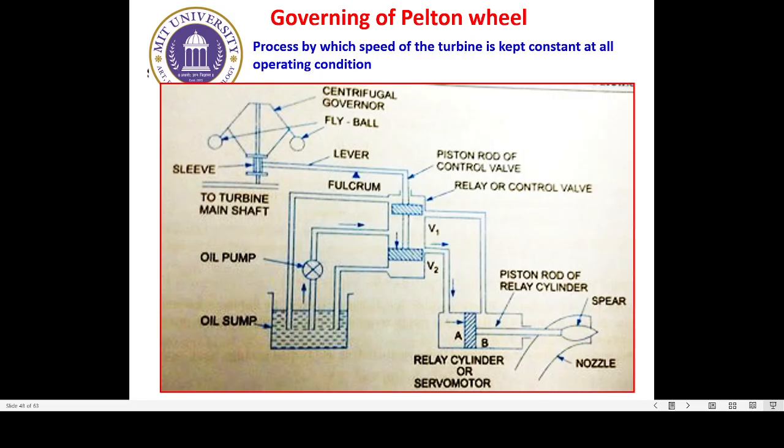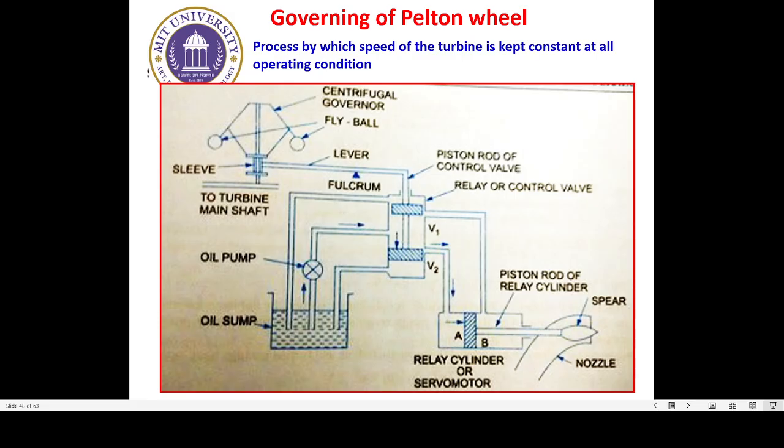As more opening is available, it means more area is available for the flow of the water. Due to this, there will be an increase in the discharge, an increase in the rate of flow of the water to the turbine, and obviously it is expected that the speed of the turbine is also likely to increase. This phenomenon will continue till the speed of the turbine becomes normal. So that is the significance of the governing of the Pelton wheel.